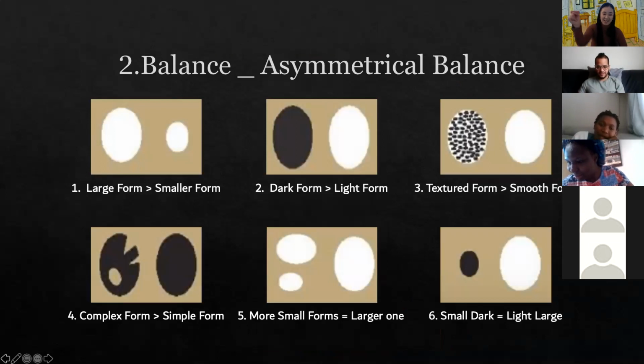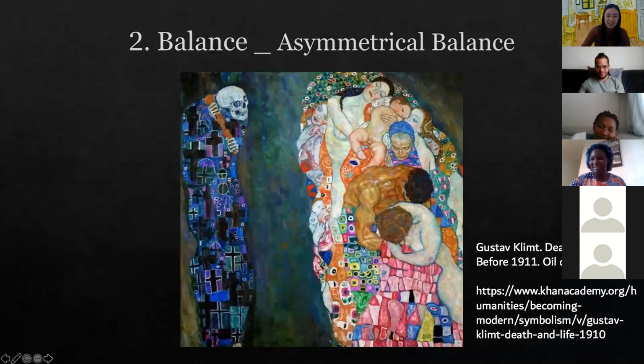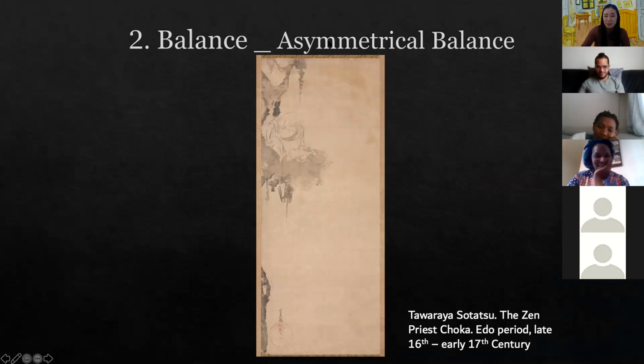Number 6. Is it 6? Yeah, you got it, Maria. Yes, it's number 6. So here is a small dark form, and the rest is a larger light form. Very good.